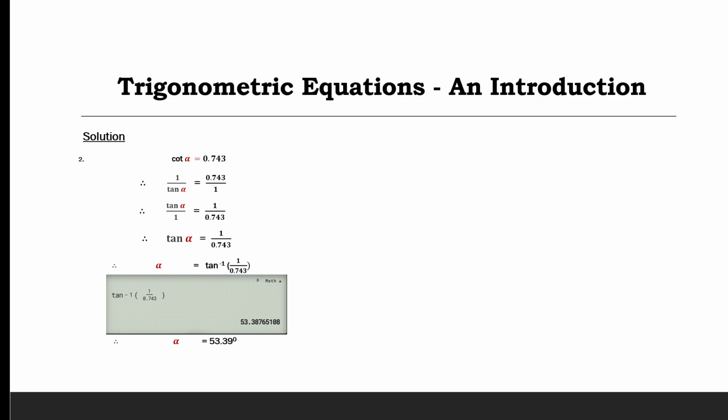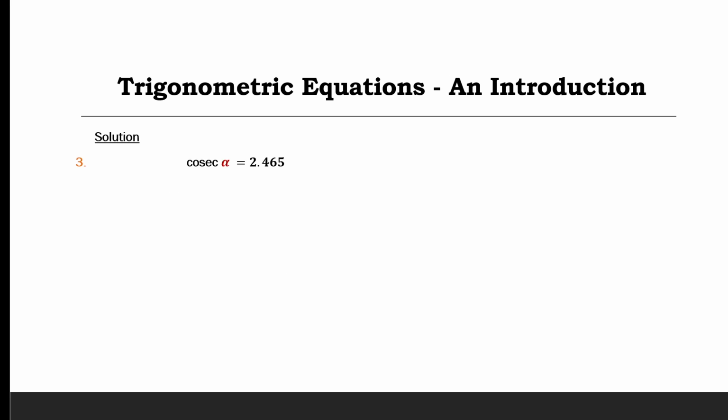Now let us look at the last example, which involves the cosecant of alpha. In this case, cosec alpha equals 2.465. And we know that cosec and sine functions are reciprocals, and as a result, we'll replace cosec alpha with 1 over sine alpha, which equals 2.465 divided by 1.